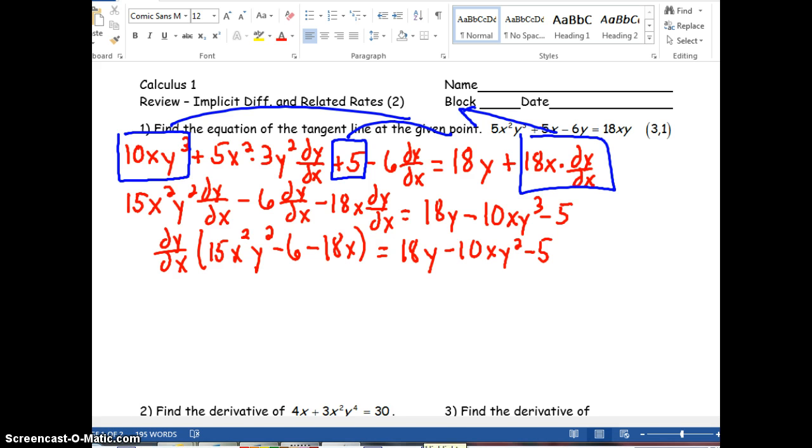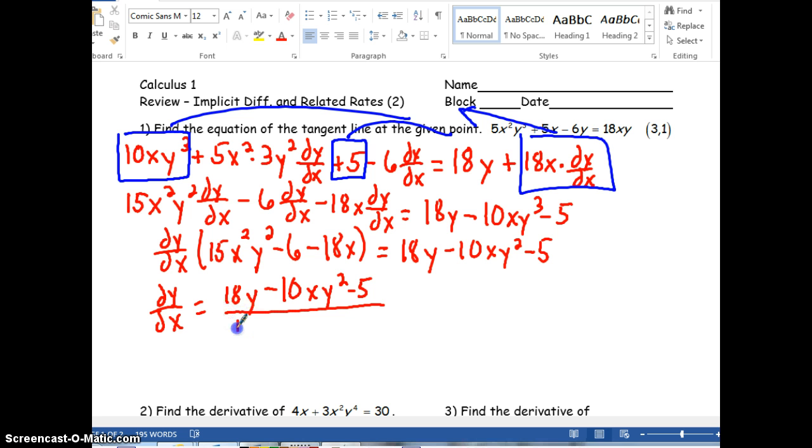I need to get dy dx by itself, so I'm going to divide now. So when I go through and divide, dy dx is equal to 18y minus 10xy squared minus 5, all over 15x squared y squared minus 6 minus 18x on the bottom. So remember, that is your derivative. That is the equation for the slope. Now it wants to know the equation of the tangent line at the given point, the 3, 1.